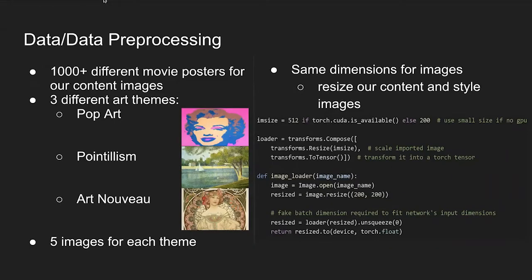So our content image dataset included over 1,000 old movie posters. These images would be the original images before adding the style to the content. We implemented 3 themes from famous art movements for our styles, including pop art, pointillism, and Art Nouveau. We included 5 images per style. Part of our pre-processing included resizing all of the data so that the content and style images were all the same size, allowing for a 1-to-1 dimension ratio.